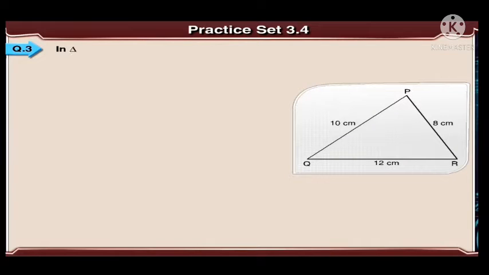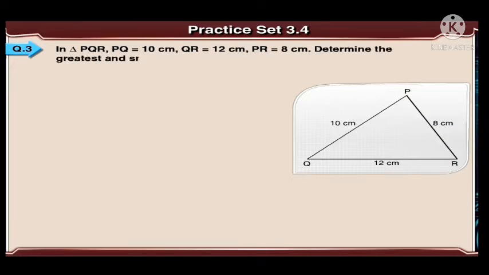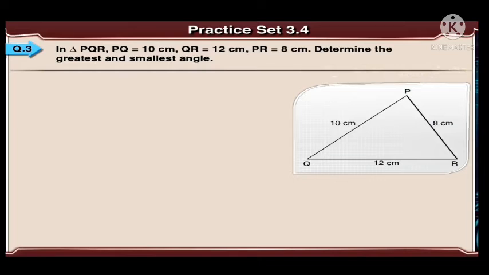Question number 3. In triangle PQR, PQ is equal to 10 centimeters, QR is equal to 12 centimeters, and PR is equal to 8 centimeters. Determine the greatest and the smallest angle. Solution.